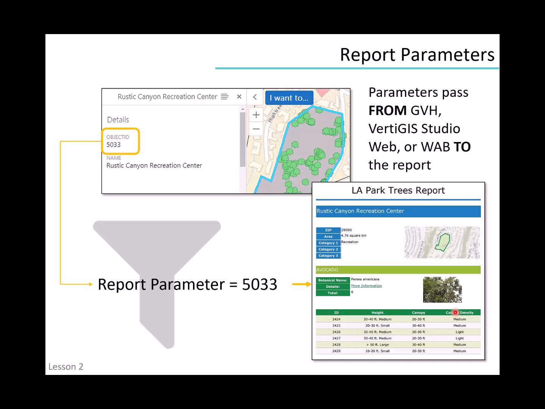And the good news is that if you're generating a report from a web app builder or a VertiGIS Studio web app or even a GeoCortex, a lot of that is built in already. So it's going to pass these parameters and populate the query for us without us having to do a whole lot of extra work.